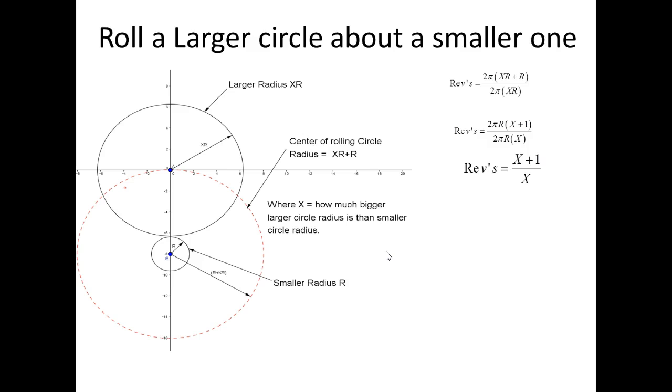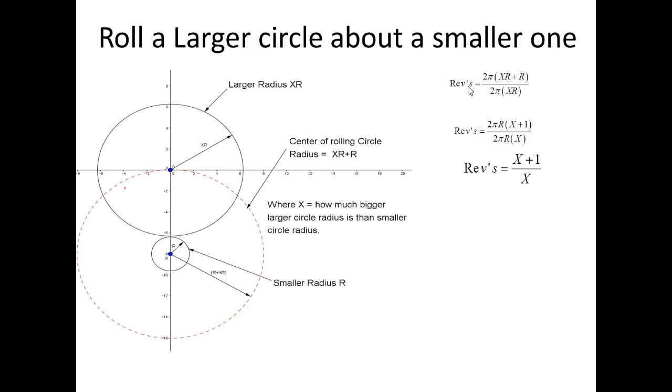So, roll a larger circle around a smaller one. Let's say I want to roll a basketball around the golf ball. Then how would I get my red circle? Well, my red circle would be the radius of the golf ball plus the radius of x times r, which is the basketball. So I do the same thing I did before.